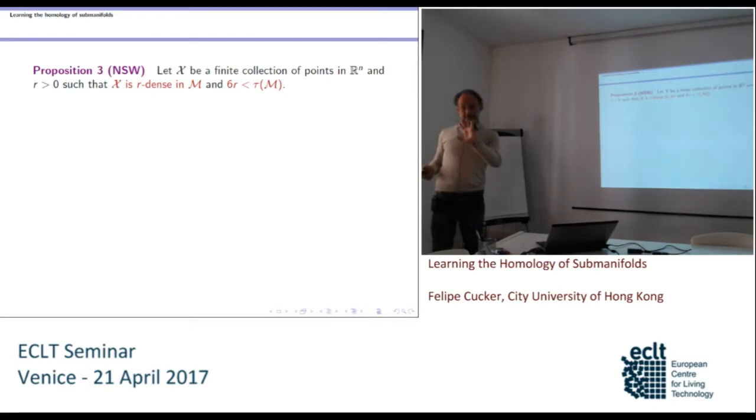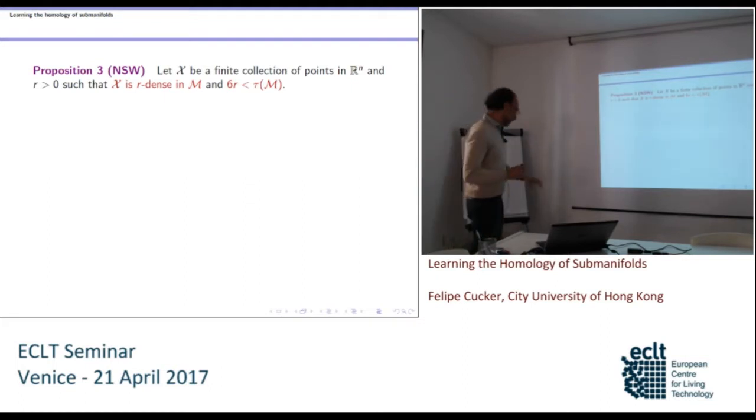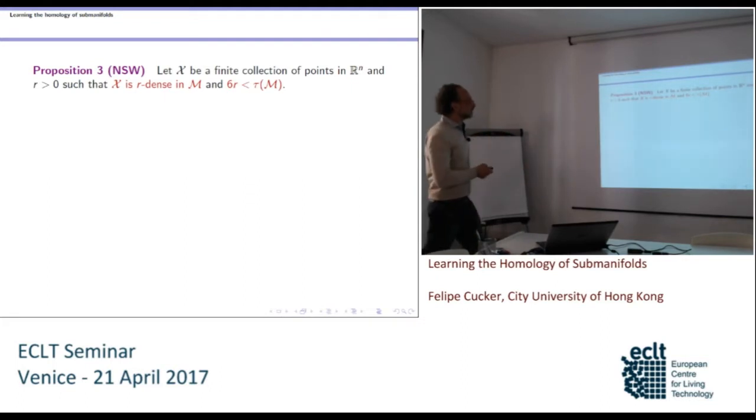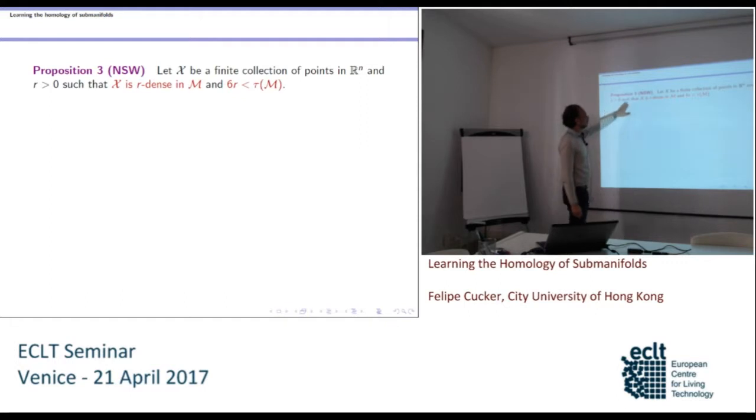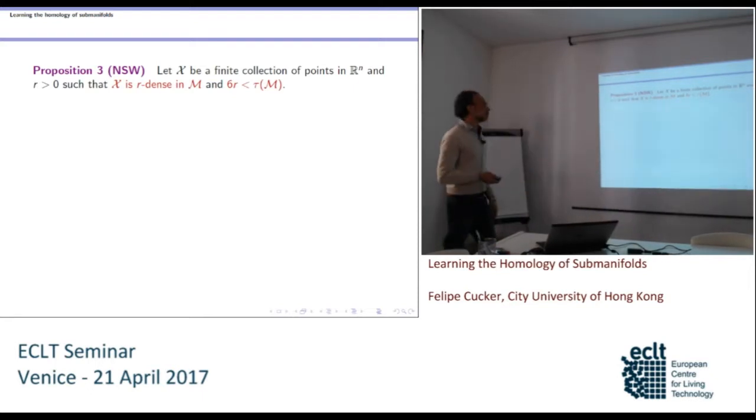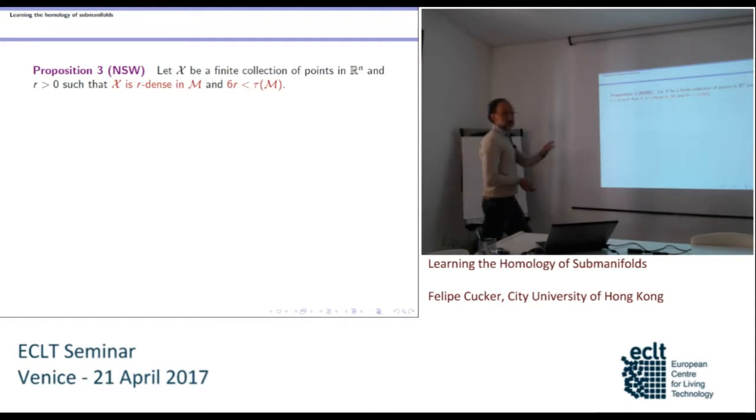Now, interestingly, in order to prove that general version, there was this proposition, which is a purely geometric proposition, and that's what caught my attention. So now I abandon learning theory a little bit, this is a transition, and I talk about something I am interested in. Suppose you have a finite collection of points X in Euclidean space and you have an R such that X is R-dense in this manifold, and 6R is smaller than tau of M. So it's what I said before.